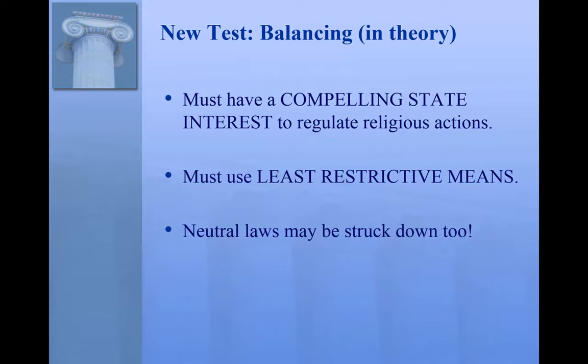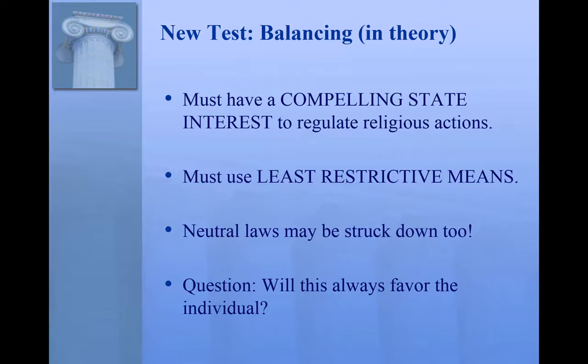So actually then neutral laws could be struck down too, and in fact in Sherbert versus Verner, that was a neutral law. There was no effort on the part of the state to penalize Seventh-day Adventists, but that ends up being what happened, and despite the neutrality of the law, it burdens religion excessively and is struck down. So the question here is, will the valid secular policy test, the Sherbert test as we come to call it, will it favor the individual?